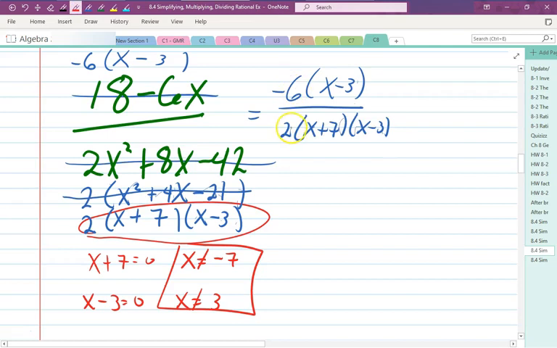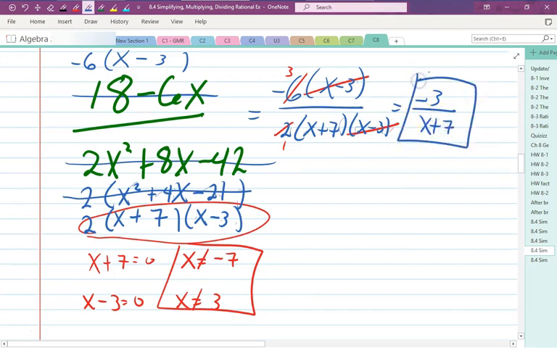I have a 6 and a 2, and that can reduce to 3 over 1. I have an x minus 3 on top, and I have an x minus 3 on the bottom. I can cancel both of those out. That leaves me with an answer of negative 3 on top with an x plus 7 on the bottom. So that is the simplified version with the two restrictions of x cannot equal -7 or +3.